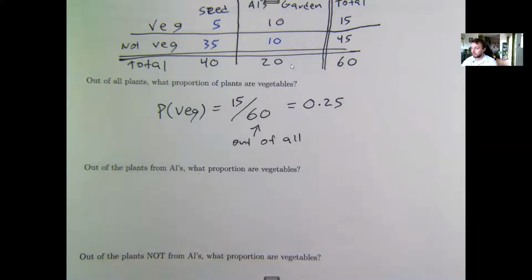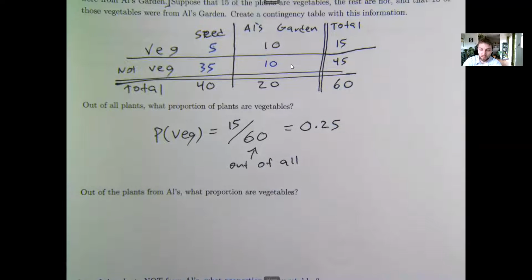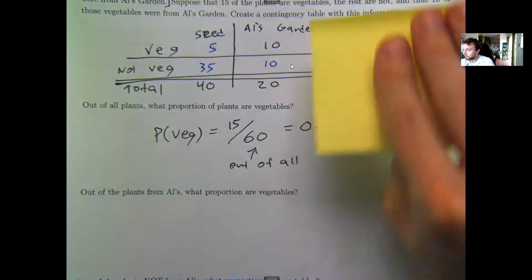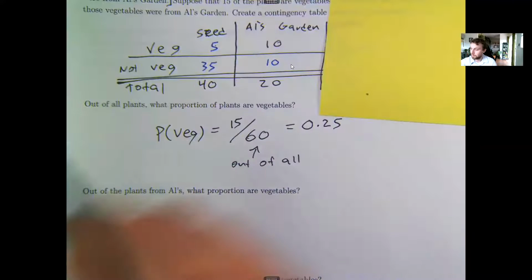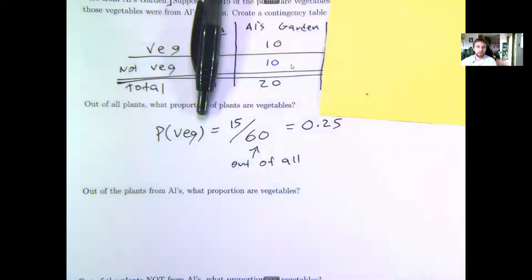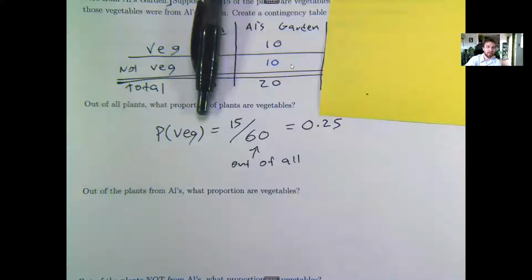Out of plants from Al's. So this is saying don't use the whole table here. Restrict it to only those from Al's. So I'm going to cover everything else up here, except for those Al's plants.